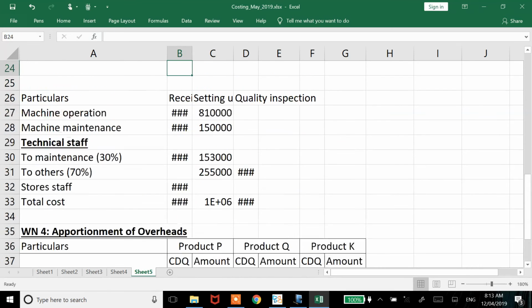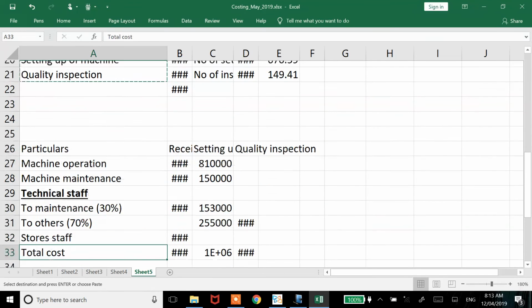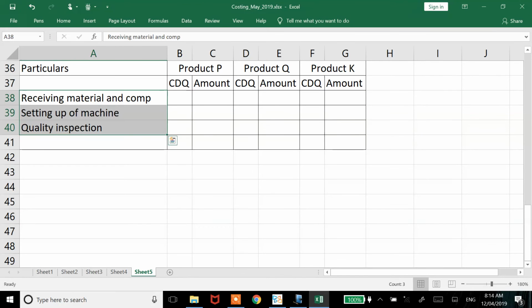Rules remain same. The activities should be whatever is here. I copy paste those activities. Basically the activities will remain same. Receiving material, setting up of machine, quality inspection. Again, this is a very simple area. ABC becomes a very simple area from an exam point of view. It's a scoring area.